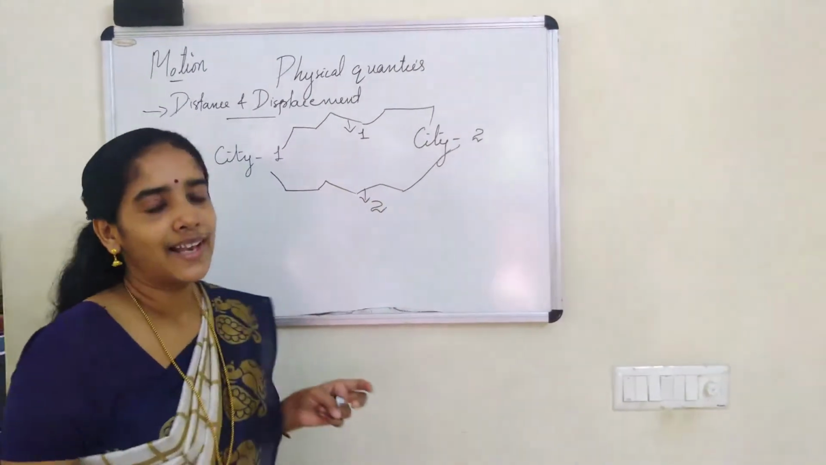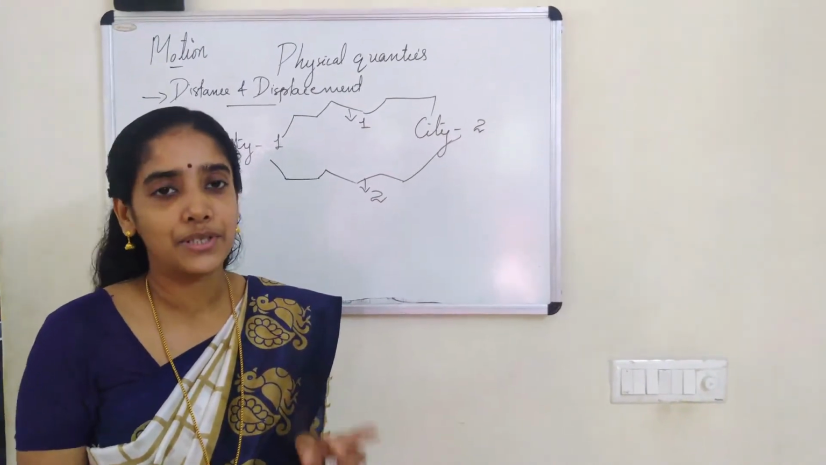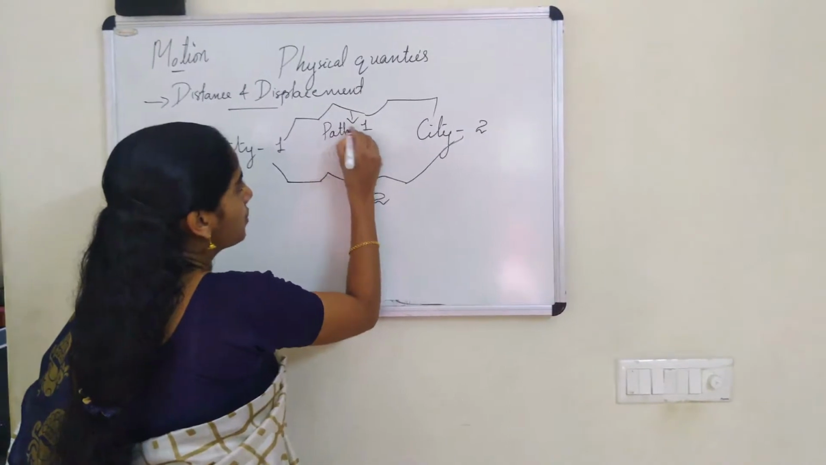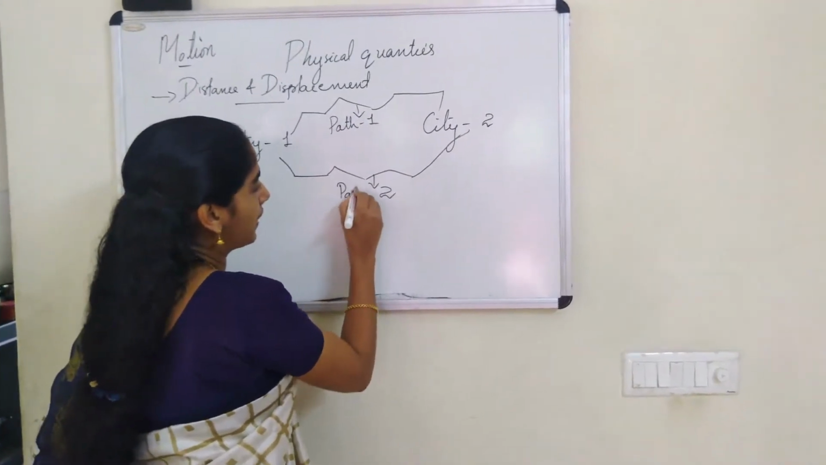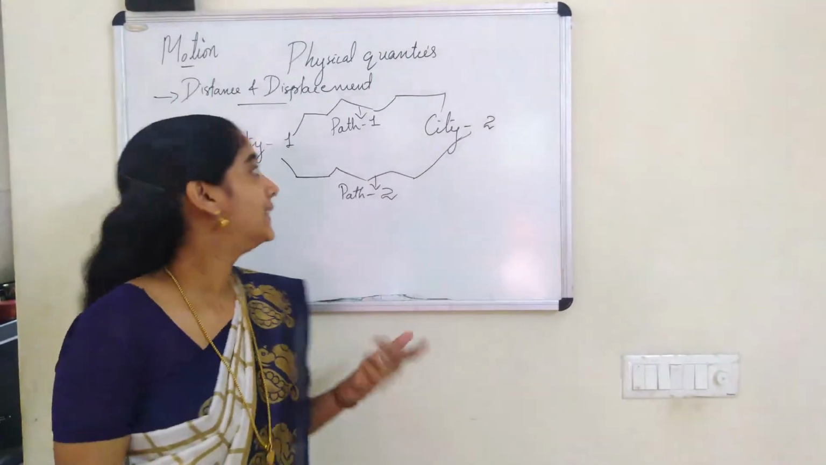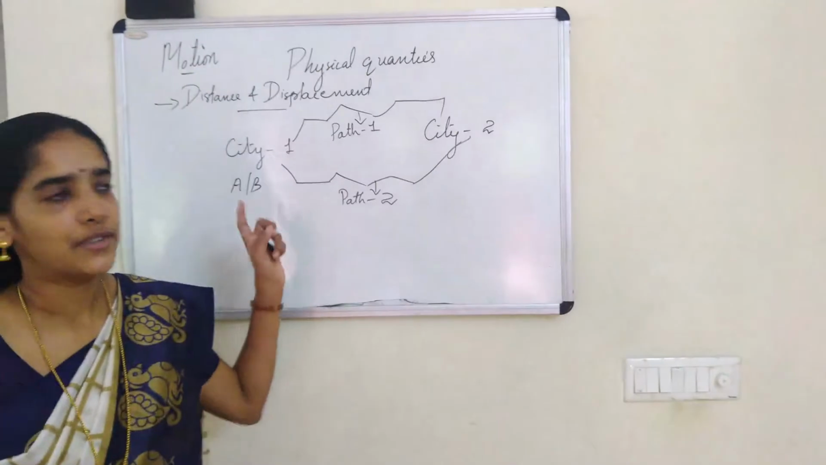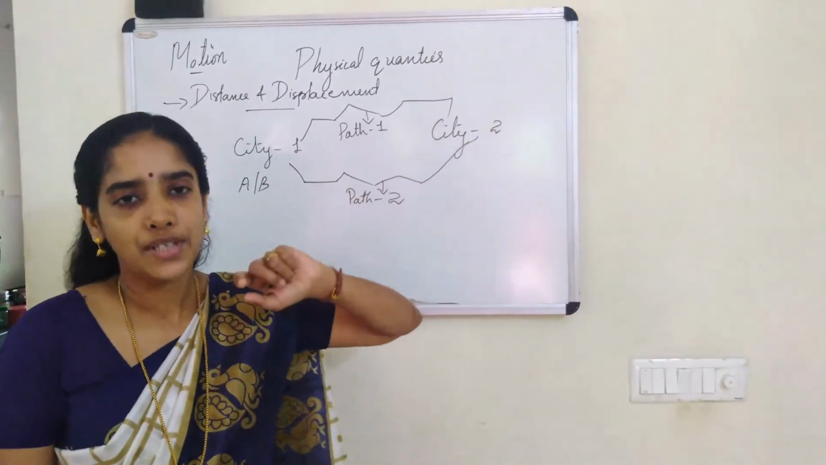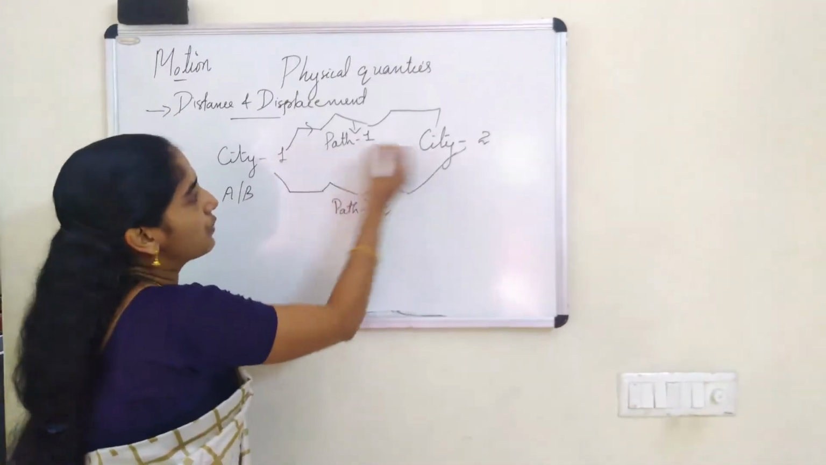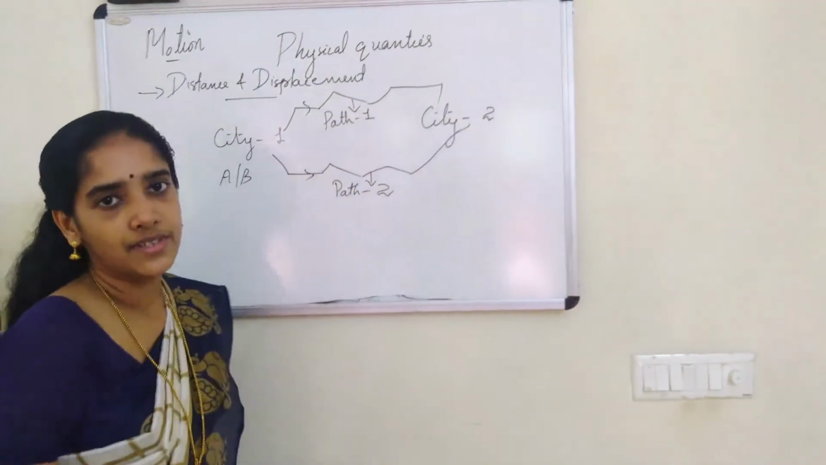But in physics, in the language of physics, I am changing the word now. Usually we don't say road, we say the word path. So how many paths are there to move from city 1 to 2? There are two paths as per this figure. Now suppose two people, let the names be A and B. Two people started moving from city 1 to city 2. Suppose A selected the first path to reach city 2, and B selected the second path to reach the destination.